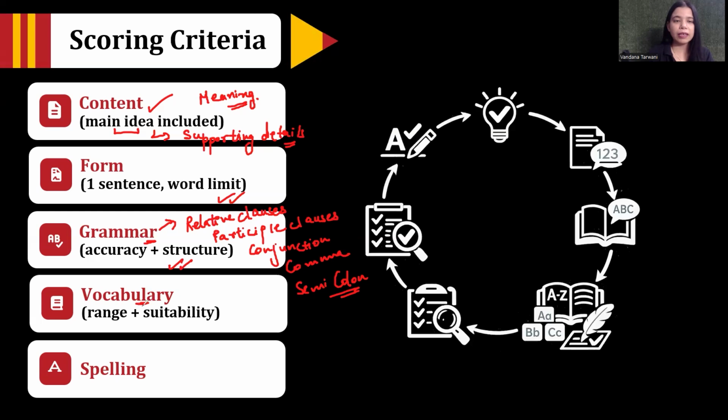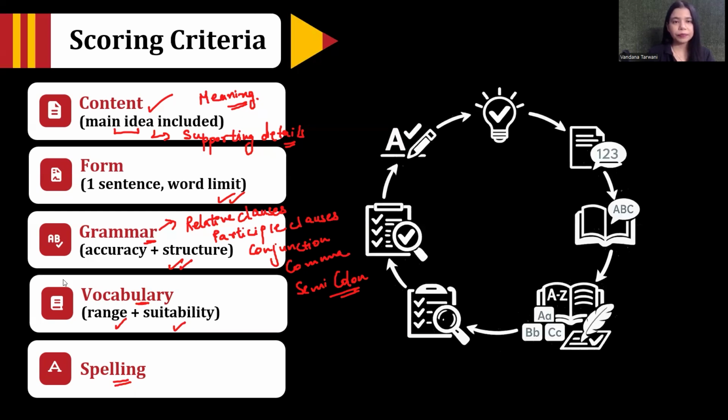Coming to vocabulary, here the range of your vocabulary and suitability will be checked. Suitability means whether the words that you have used are appropriate for the context or not. And yes, please ensure that the spellings of each and every word are correct.